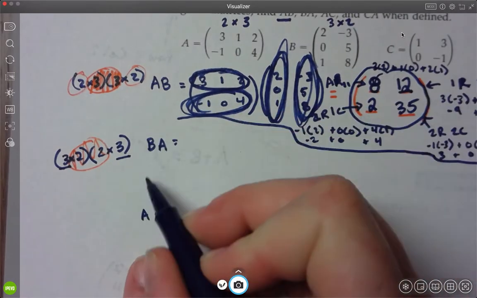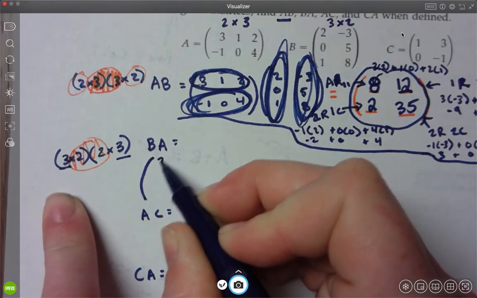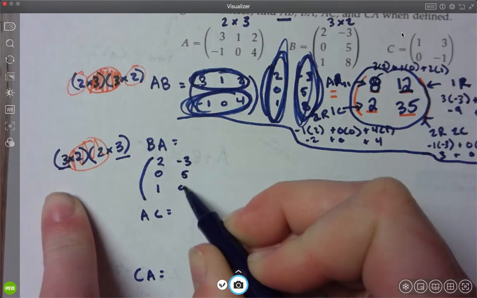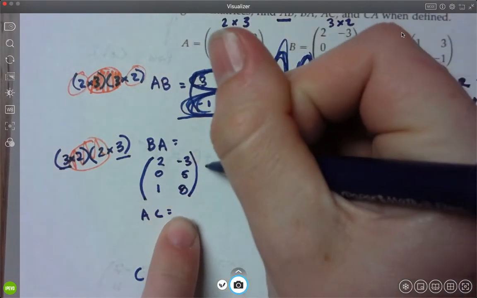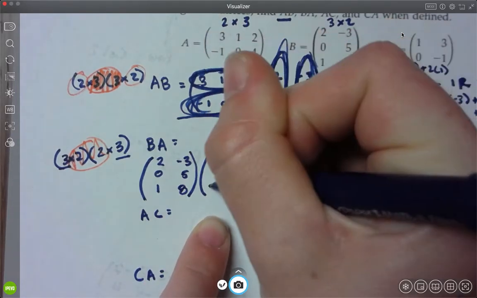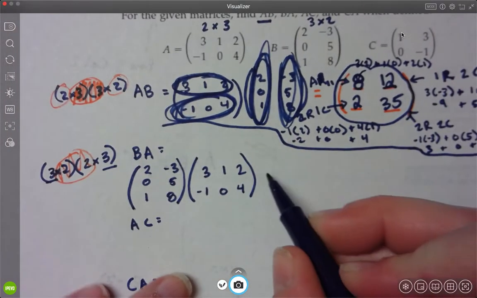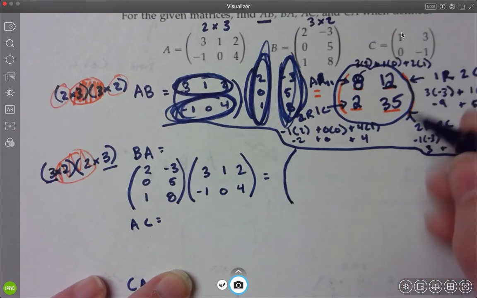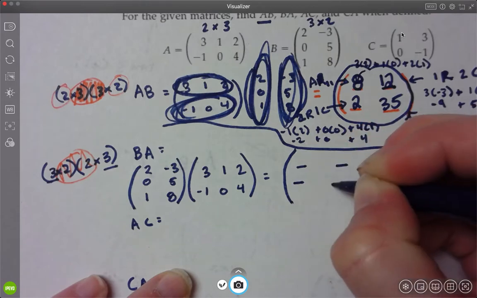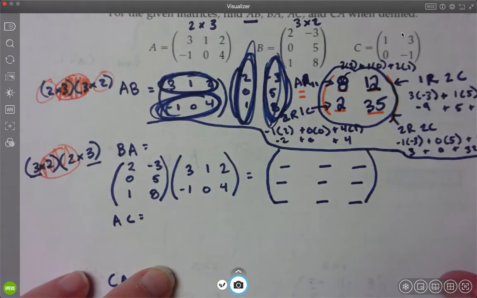So I'm going to write out my matrices here. B was 2, 0, 1, and negative 3, 5, 8. And we're multiplying it by 3, 1, 2, negative 1, 0, 4. That's what it's going to look like, okay? And we need a 3 by 3 matrix, so I'm going to go ahead and write it out here: 1, 2, 3, 1, 2, 3, 1, 2, 3. All right, so we need those 9 spots.